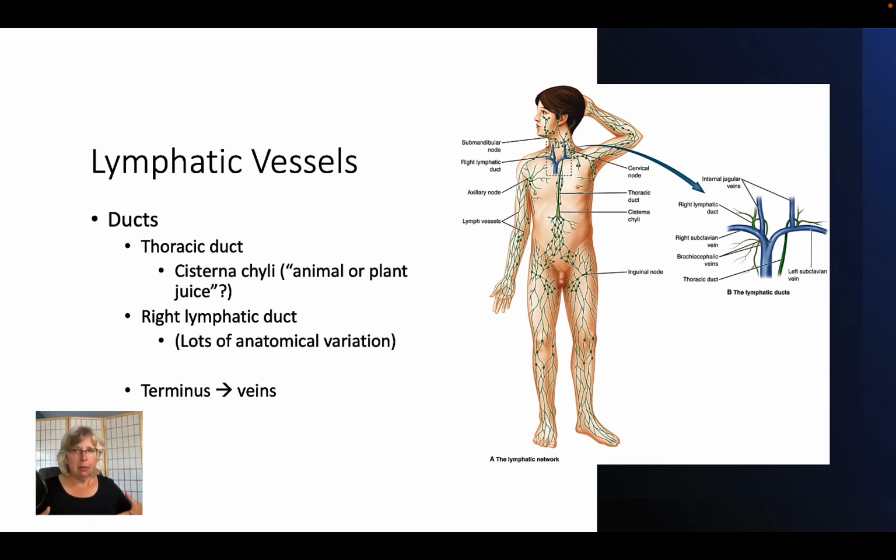The lower half of the body, so the pelvis, the lower part of the abdomen, the lower extremities, plus the upper left quadrant of the body, which includes half of the head and face, half of the neck, and the upper extremity and the thorax, all drain into what becomes the thoracic duct.